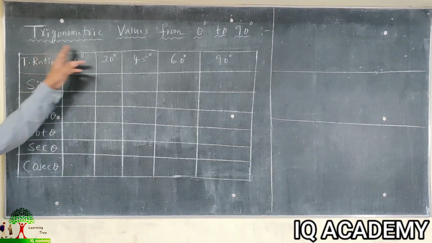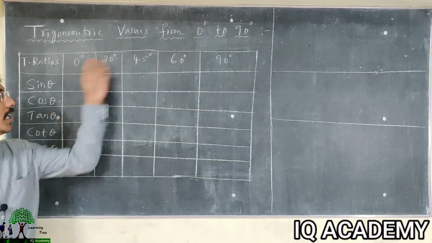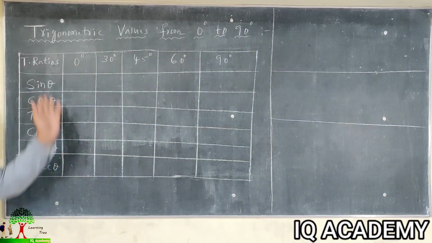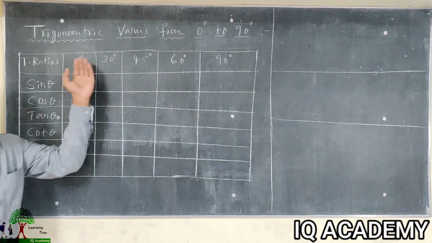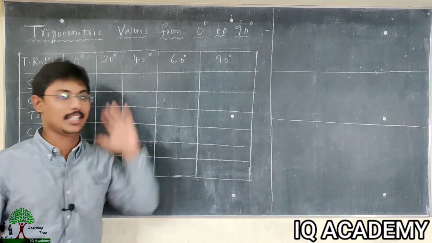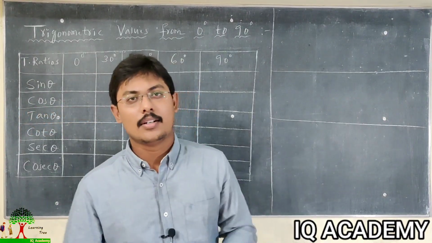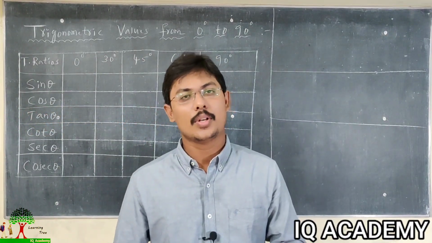Now we are going to find the values from 0 degrees to 90 degrees, for all the 6 trigonometric ratios. The angles are 0 degrees, 30 degrees, 45 degrees, 60 degrees and 90 degrees. Let's see how to find the values of trigonometry from 0 degrees to 90 degrees.